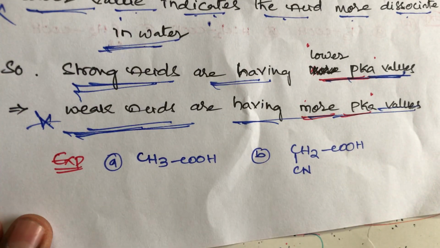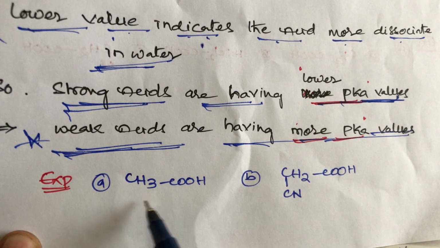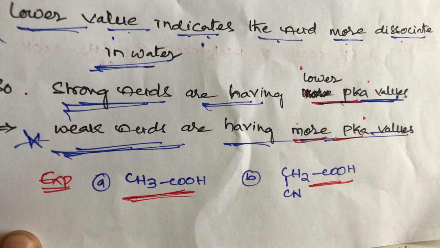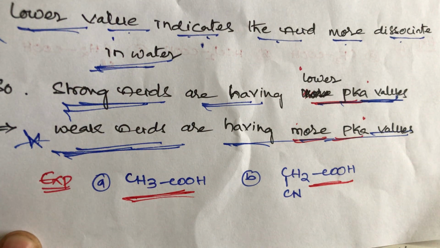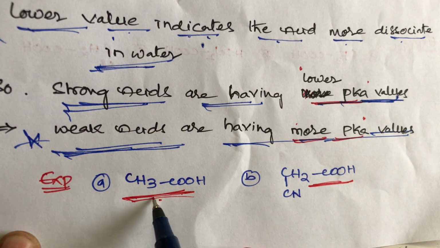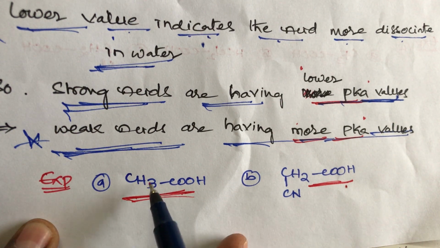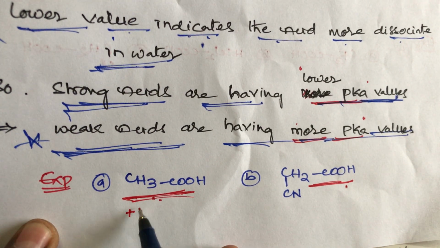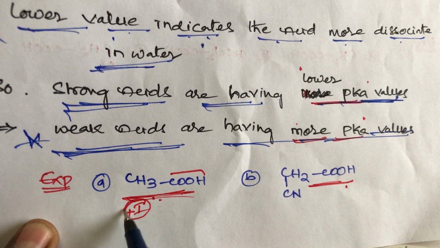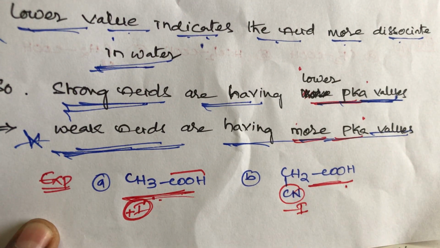Now the question is, find out which of the given compounds has the higher pKa. Out of these two, which one is the strong acid? One is acetic acid, the other is cyanoethanoic acid. Both are acidic, with a COOH group. Beside the COOH group, one has CH3, a plus I group, and the other has CN, a minus I group. So which one has more acidic strength?